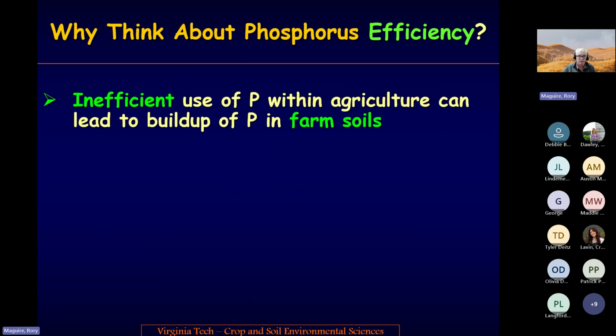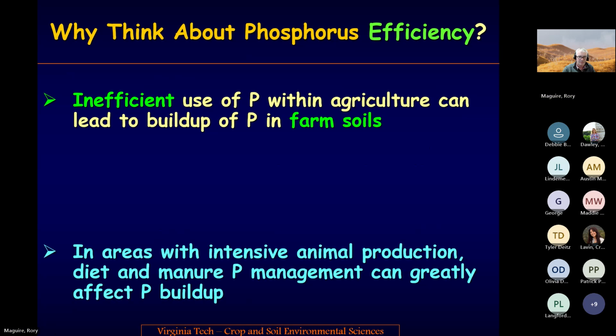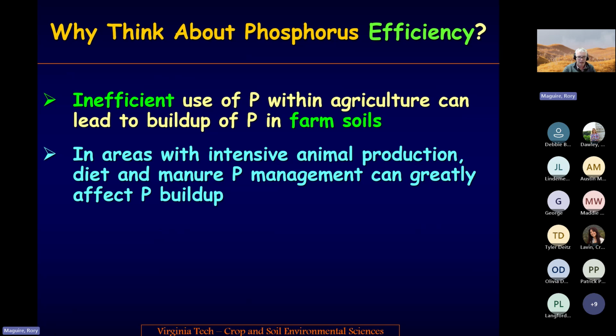So why think about phosphorus efficiency? That's what we're really doing with nutrient management. The inefficient use of phosphorus within agriculture can lead to a buildup of phosphorus in the soils. If you have too many animals and you're applying all of that manure to local soils above nutrient management recommendations, year after year, you're going to build up the soil test phosphorus. We see this in areas with intensive animal production, where diet and manure management can greatly affect the buildup of phosphorus.